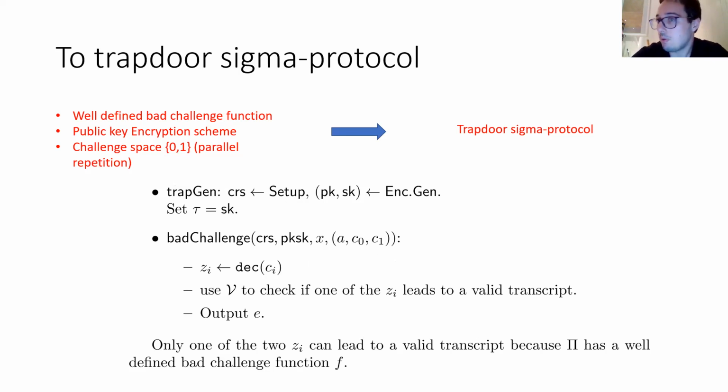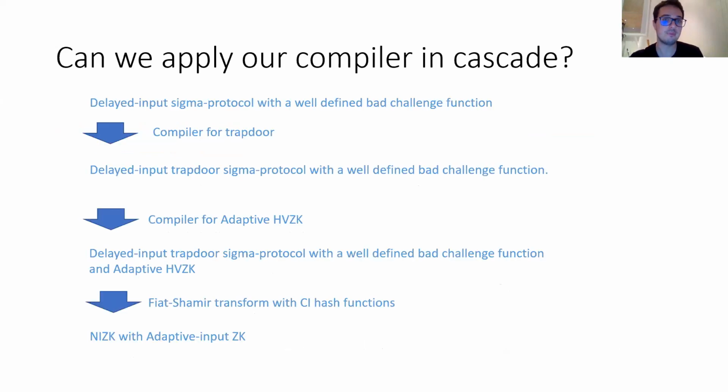Since the starting Sigma protocol has a well-defined challenge function, for a false statement, it cannot happen that both zeta with 0 and zeta with 1 lead to a valid transcript, and this shows the correctness of this batch challenge algorithm. Now, in principle, we know many efficient delayed input Sigma protocols with well-defined challenge functions, such as all Sigma protocols defined by Maurer by one-way homomorphisms.